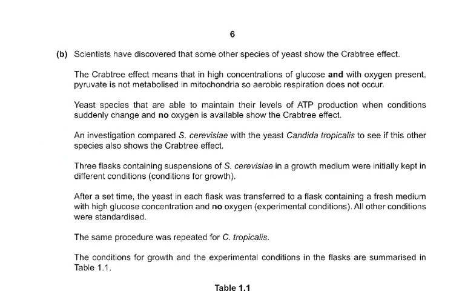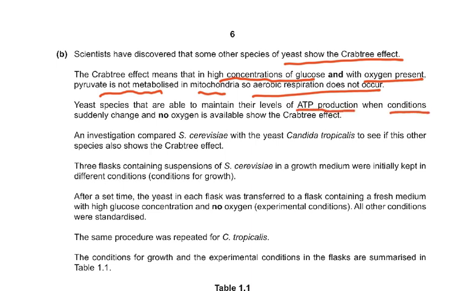Now coming to the B part of the question, this is usually very, very challenging, so you read it very carefully. Scientists have discovered that some other species of yeast show the Crabtree effect. The Crabtree effect means that in high concentrations of glucose and with oxygen present, pyruvate is not metabolized in mitochondria, so aerobic respiration does not occur. Yeast species that are able to maintain their levels of ATP production when conditions suddenly change and no oxygen is available show the Crabtree effect.